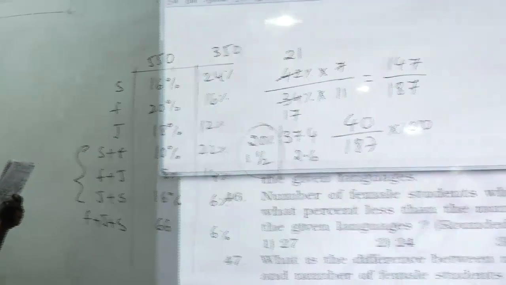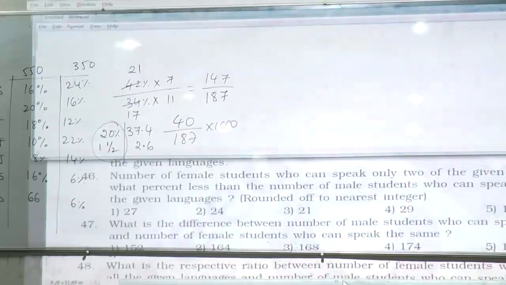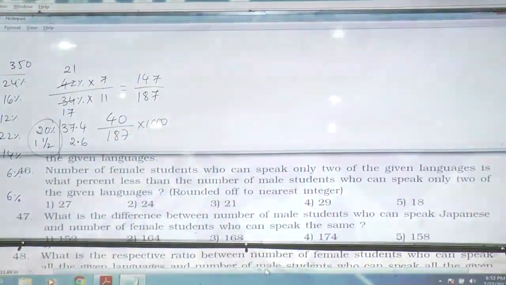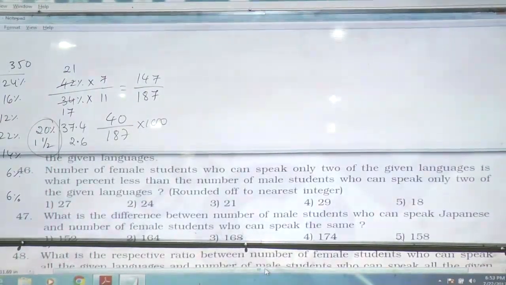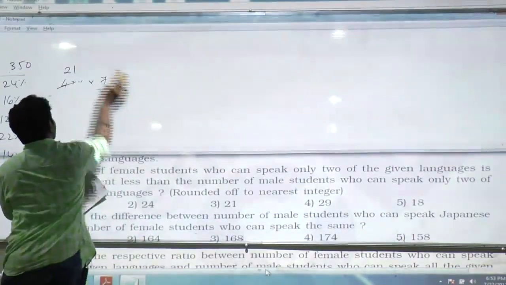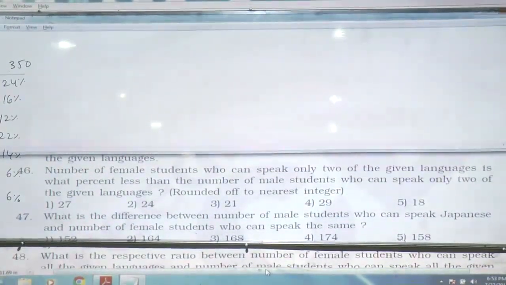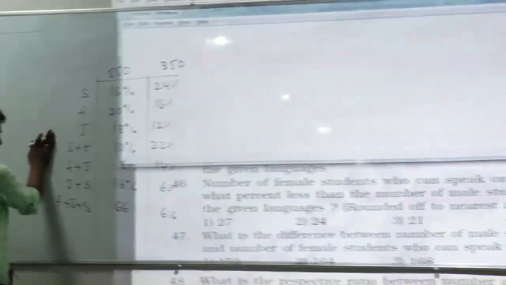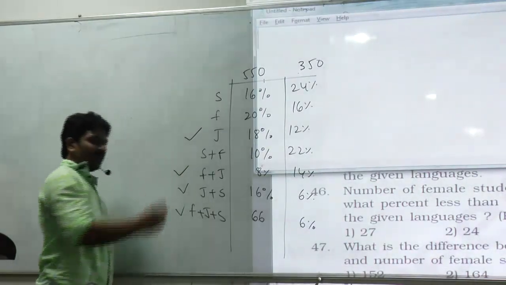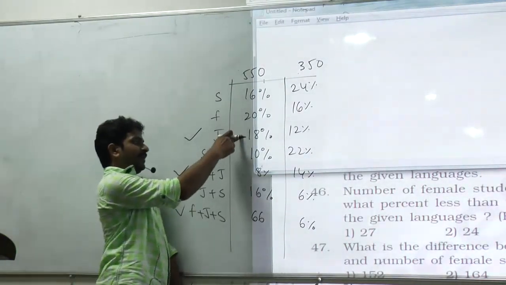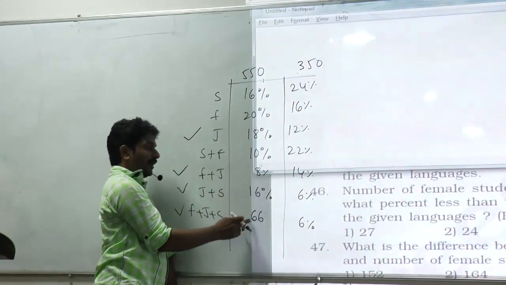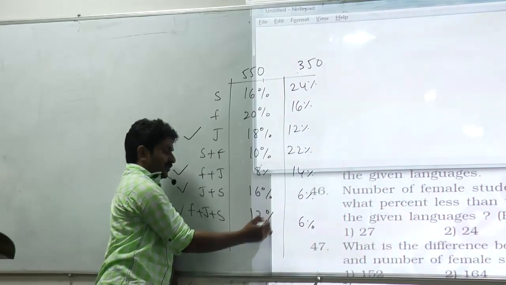Next. What is the difference between number of male students who can speak Japanese and number of female students who can speak the same? Japanese. Male to female difference. Right. Japanese. Wherever J is there, you need to consider that. This one and then last 3. 18 plus 8, 26, 42. And in terms of percentage, you know that this is 12%.